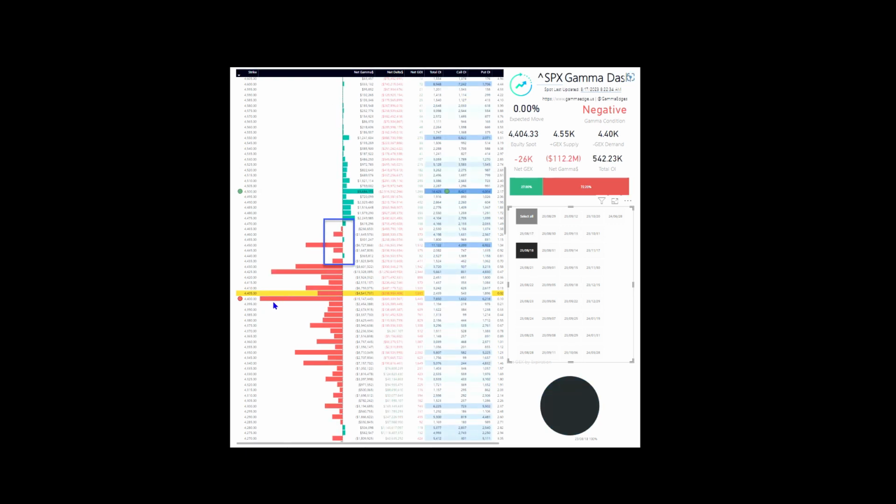Plus one DTE, again 4,400 is extremely important. Below that, more weakness on down to 4,375 and then 4,350. Above this 4,400, obviously we have 4,425, 4,430, and then 4,450 would be where I'd be looking to cap the upside.